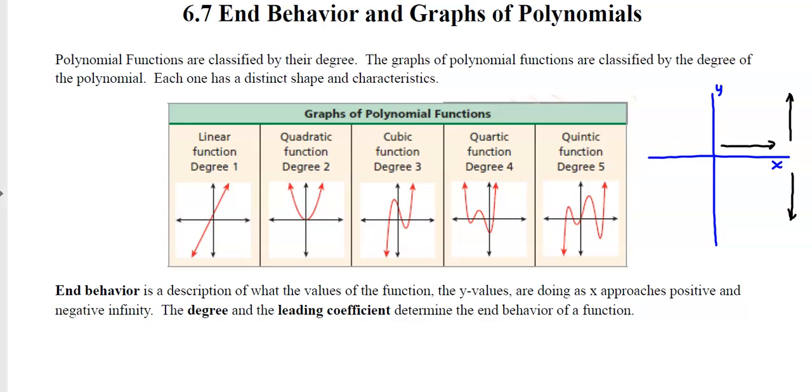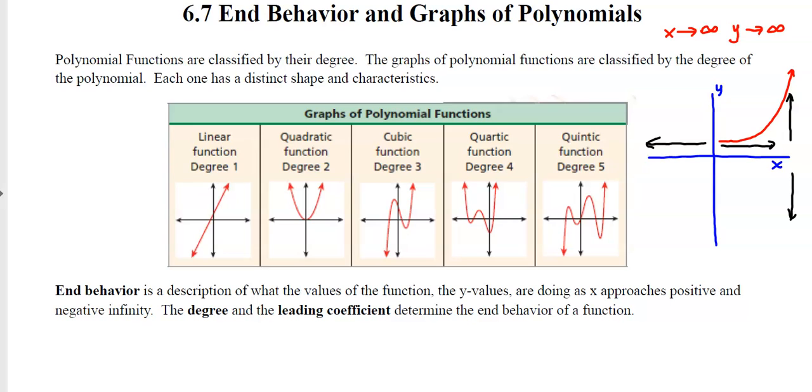Some functions, as they move to the right, start increasing. If that was a scenario, I would say that as x moves to the right, aka positive infinity, the y values also are going to go up, which is considered positive infinity. And then we also want to know, what happens as our x values get smaller, or as the graph moves to the left? What is the end behavior doing?